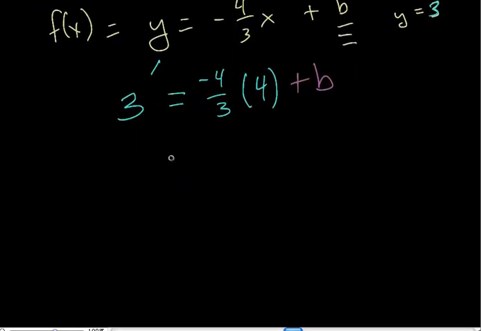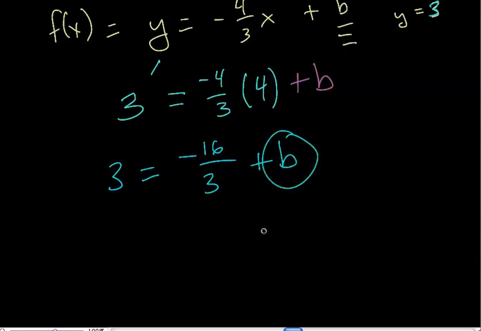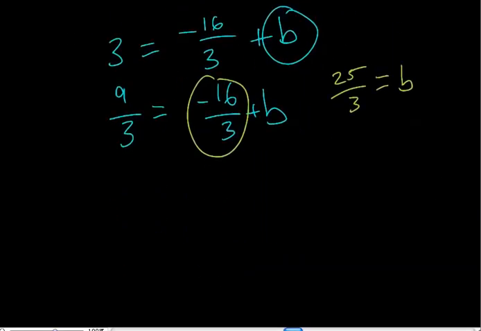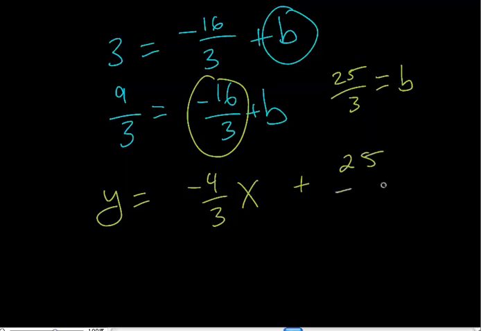So it becomes 3 equals, now if I multiply this 4 and that 4, I get -16/3 plus b, right? We want to solve for b. Well, 3 is 9/3. So 9/3 is equal to -16/3 plus b. If I add 16/3 to both sides, I'm going to get 25/3 equals b, which means the equation of the line is y equals -4/3 x plus 25/3.